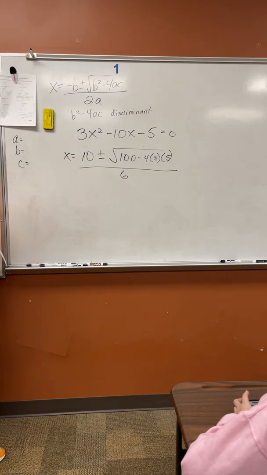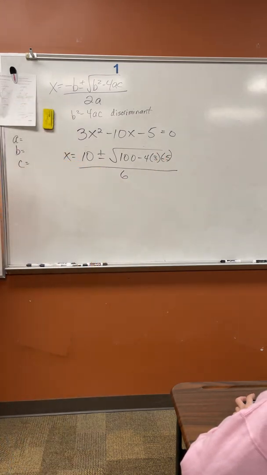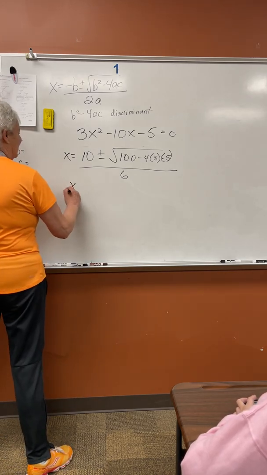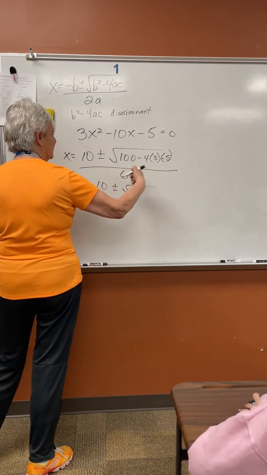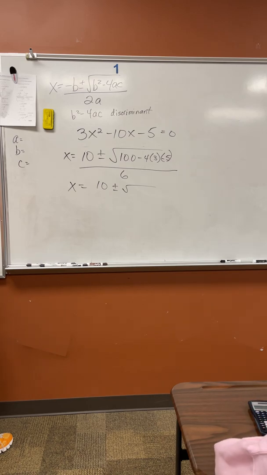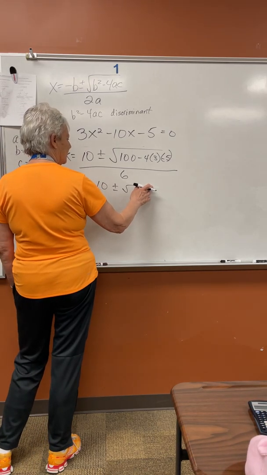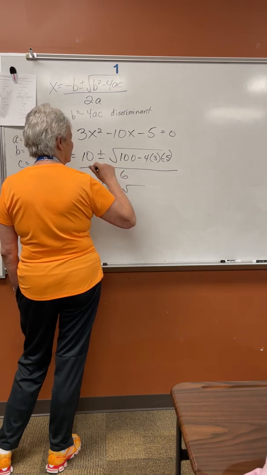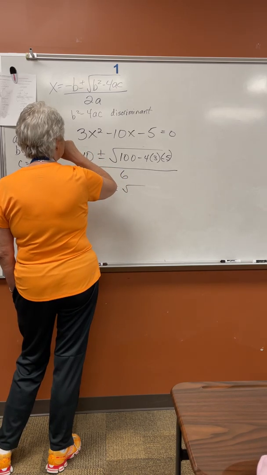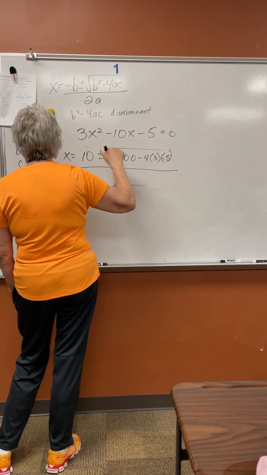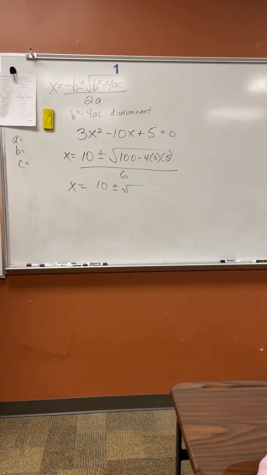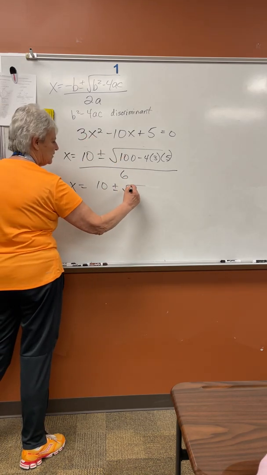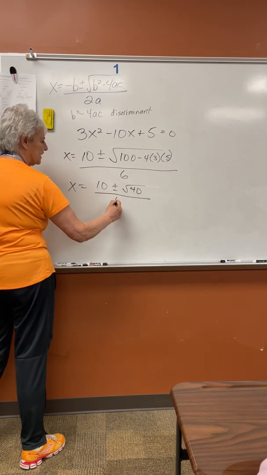It should be negative 5 for c. So, x equals 10 plus or minus, what do we get there? 40? It's 40, isn't it? It's 100 minus... it's 140? Wait a minute. I gave you the wrong problem. That's why I had it wrong. Okay, it's 40. I meant for it to be 40. I copied it wrong. All right, so that's 40 all over 6.